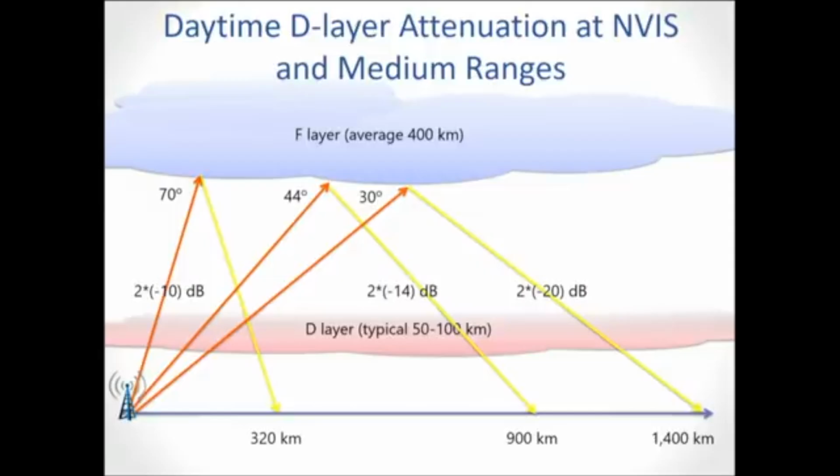And so the loss of going through the D layer is proportional to the angle you go through it. So here, if you're targeting a range of 320 kilometers, you're getting an average of negative 20 decibels loss. 90 kilometers, 28 decibels of loss, and 1,400 kilometers, 40 decibels. And so this is going to be part of what's called the link budget. You add up all the decibels to see how much loss you get.